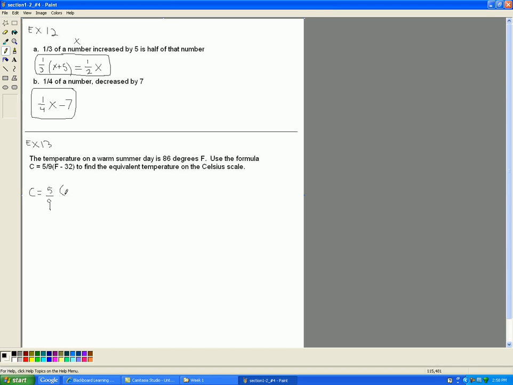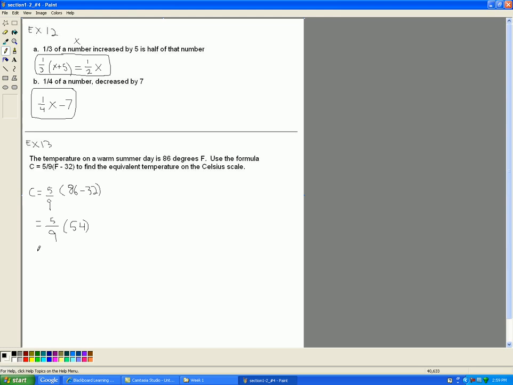5/9 times f. Well, they say f is equal to 86. So wherever we see an f, we just put 86 minus 32. And now we can just go ahead and perform the calculation. Order of operations says we got to do what's inside the parentheses first. 86 minus 32, that's going to be 54. And now we can perform this calculation.